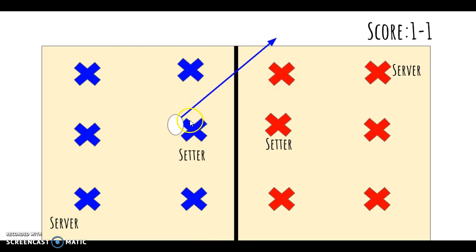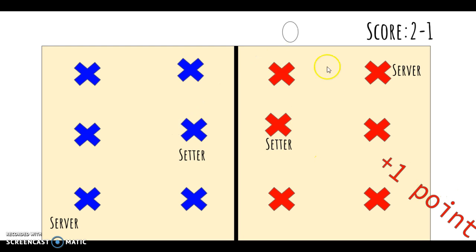In this case, the setter hits it out of bounds. So that's going to be a point for red. If the ball goes out of bounds on your hit, the other team gets the ball and gets the point. Okay, so it goes back to red.